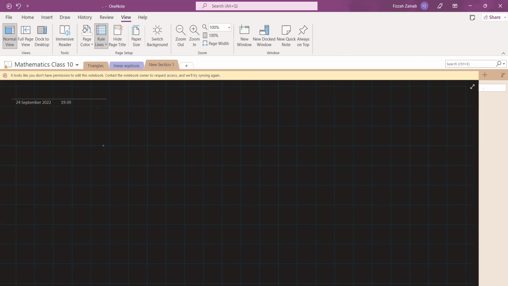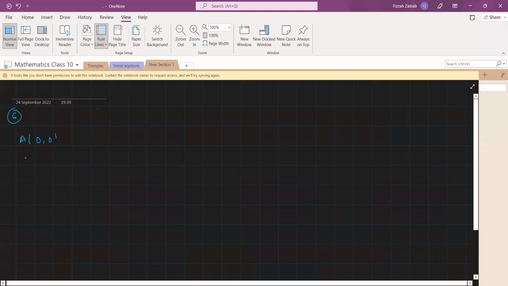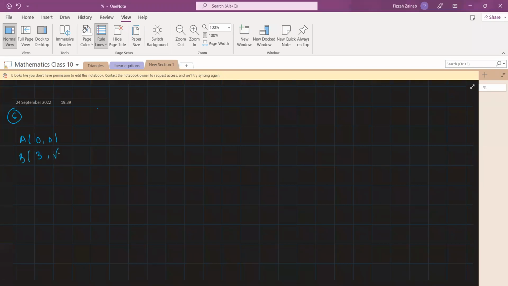Okay, sixth question. If two vertices of an equilateral triangle are 0, 0 and 3, root 3. So two vertices are given. Let's say A is 0, 0 and B is 3, root 3. Find the third vertex.